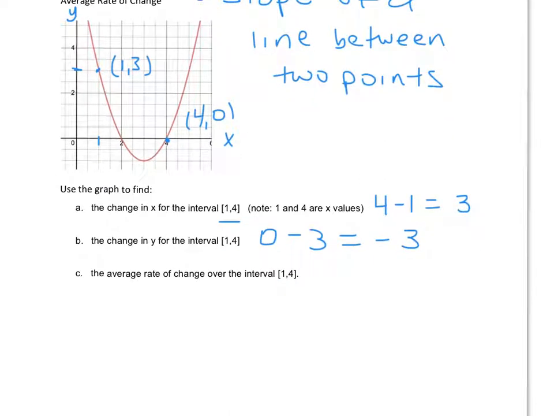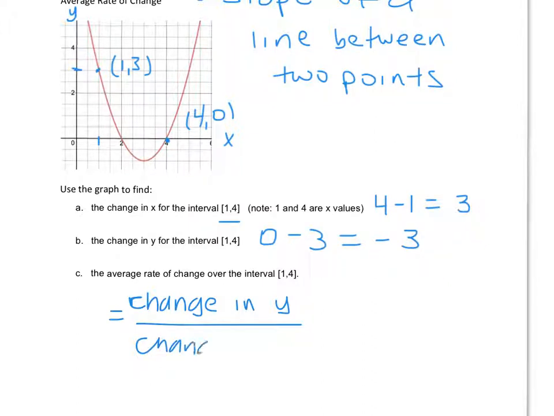All right, so now the average rate of change over that interval, 1 to 4, is equal to, in words, the change in y over the change in x. So you can see it's exactly how you would define slope. And so we just found those changes. The change in y is negative 3. The change in x is a positive 3. So the average rate of change over that interval, 1 to 4, is equal to negative 1.